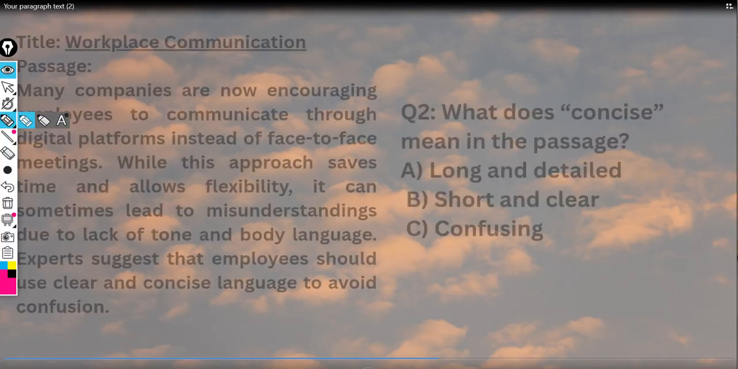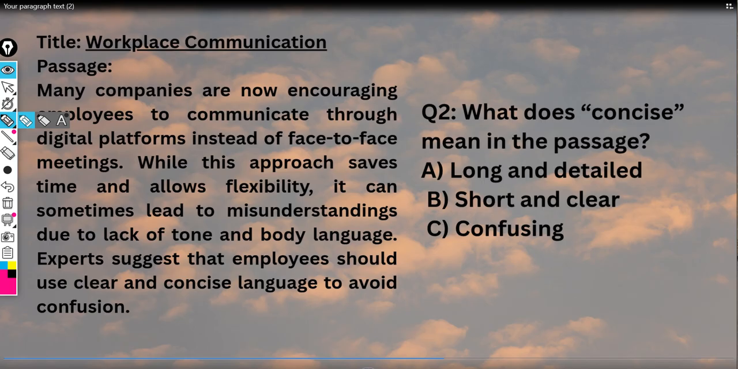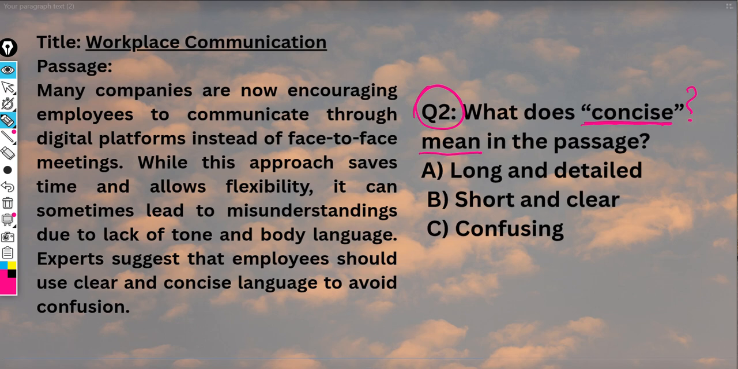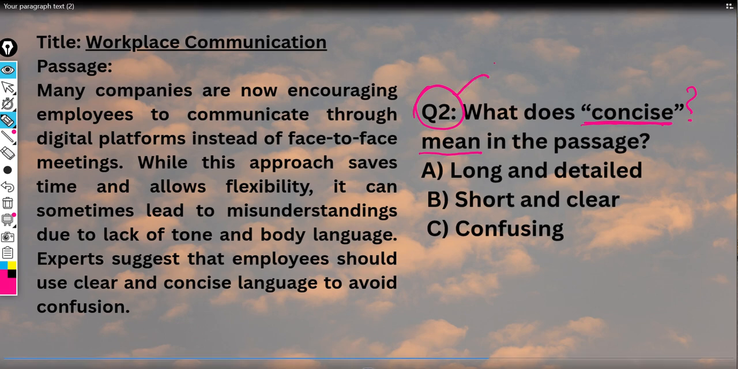CELPIP exam. Now, move on to question number 2. This will test your vocabulary. Question number 2. What does concise mean in the passage? A lot of students don't know the meaning of all the words mentioned in the text. It's okay. We'll use the same strategy here, step by step. Read the question first, after which look at the word in the text. I can find concise here.